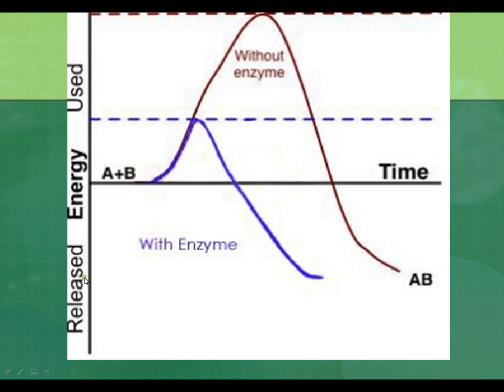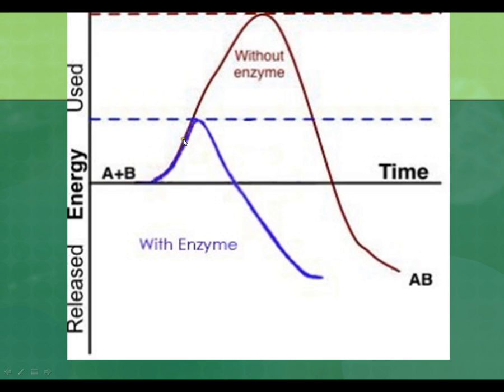So talking about energy. Here's our reaction. We're going to get A plus B, and we're going to make AB here. And this is time, so we're going from start to finish. And this is our energy. Energy that is used and energy that is released. So our red line is the reaction without an enzyme.